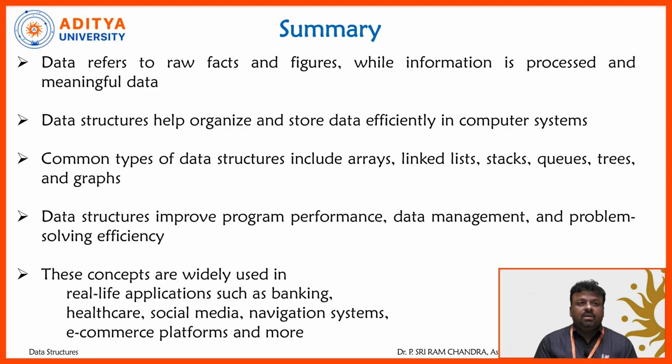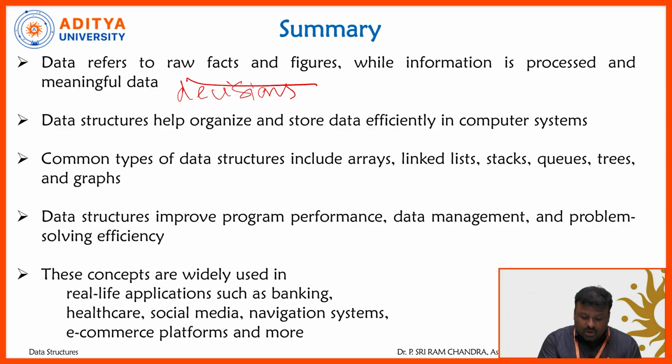Let's move on to the summary. Data refers to the raw facts and figures, while information is processed and meaningful data, based on which decisions will be made. That's what we have seen: 32 degrees centigrade, 70% humidity. It clearly indicates it is a hot day and a humid day also. Based on that, what decisions have we taken? You need to carry a water bottle and stay away from the sunlight.